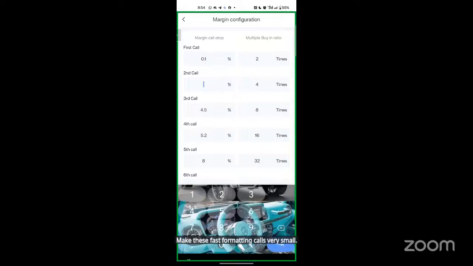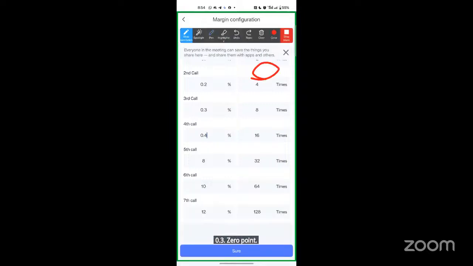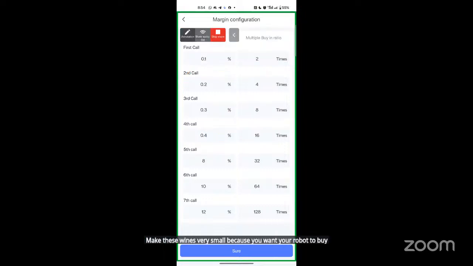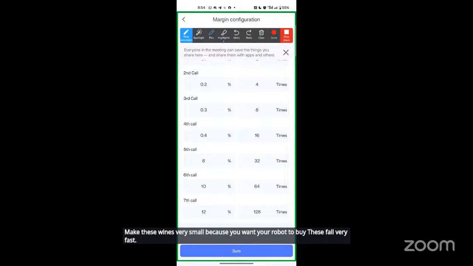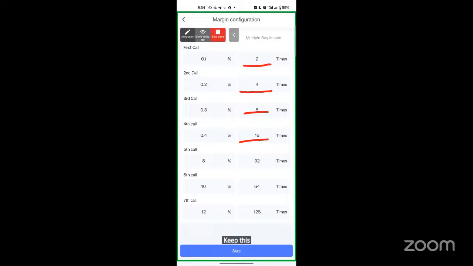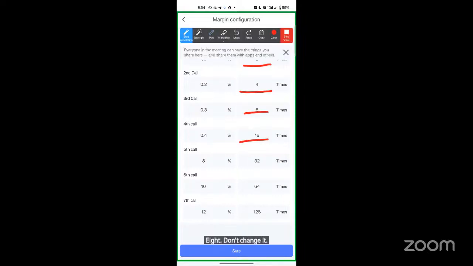0.1, 0.2, 0.3, 0.4. Make these ones very small because you want your robot to buy these four very fast. Keep this. 4, 8. Don't change it. Keep this in.